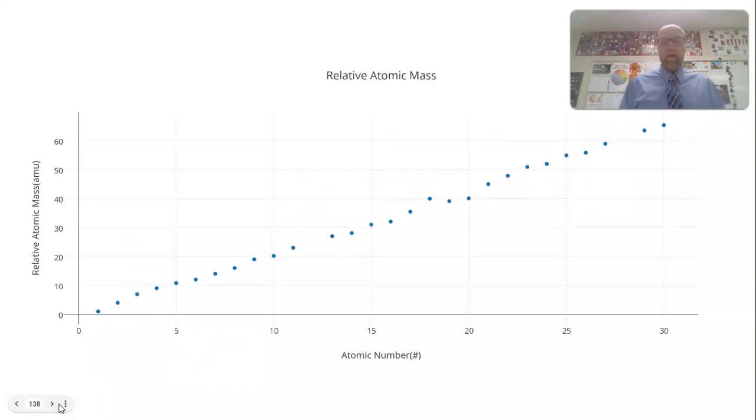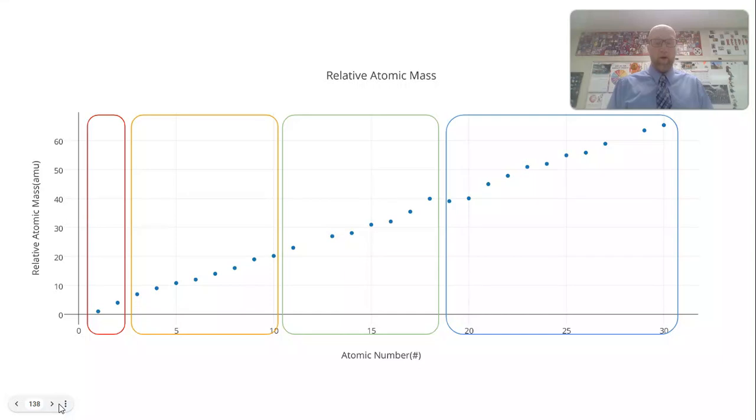If we look at a graph of the atomic mass of the first 30-some elements, it would look like this. And this looks pretty boring, actually, unless I divide it up for you a bit. So let me divide it into chunks for you. The red box here is the atomic mass of the first row of the periodic table, the first period, and then the orange one would be the second period, and then we have the third period in green and the fourth period in blue. And you can see that in each row, the mass gets bigger and bigger as we go across the table from left to right.